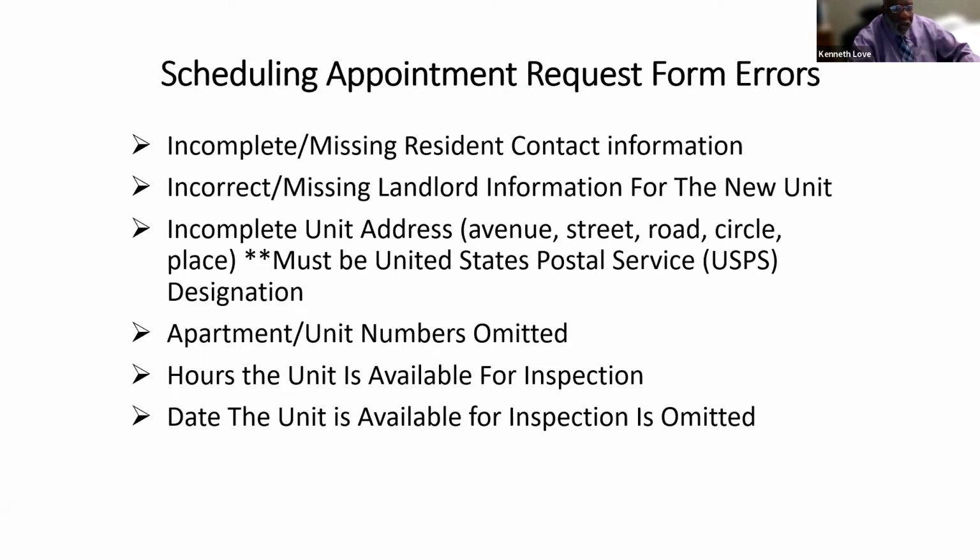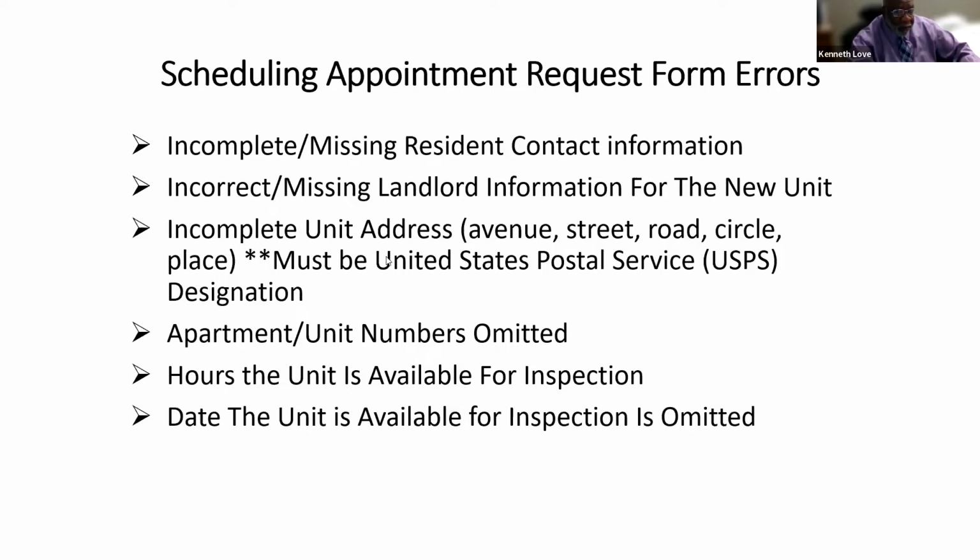First of all, one of the things that we see consistently is the resident contact information is not submitted. Again, the scheduling appointment request form is a 2-page form, and many times we don't get both pages back. That first page has resident contact information on it, as well as at the bottom where you start entering the information about the unit that's going to be submitted. Again, many times the landlord information is missing for the new unit.